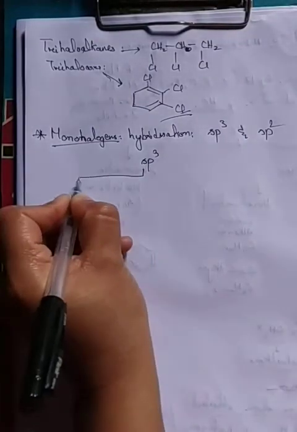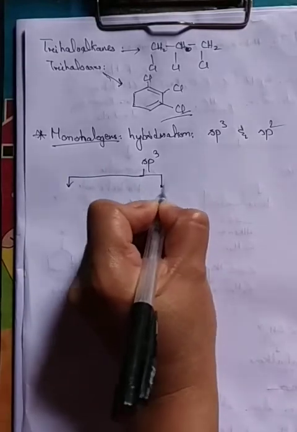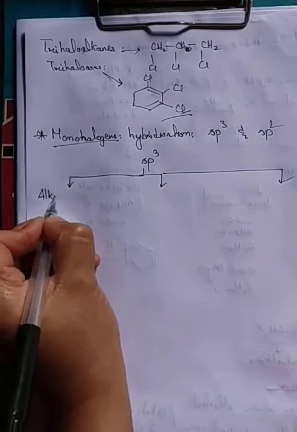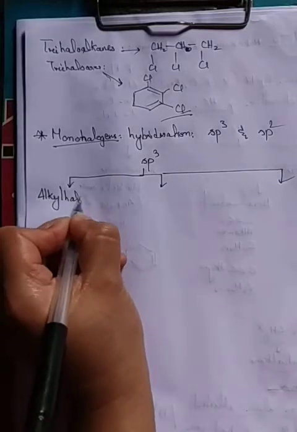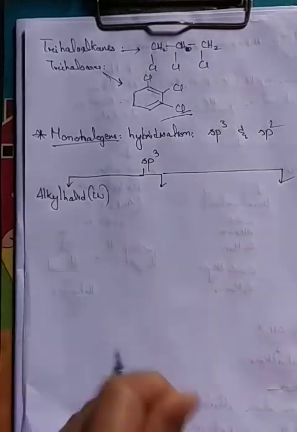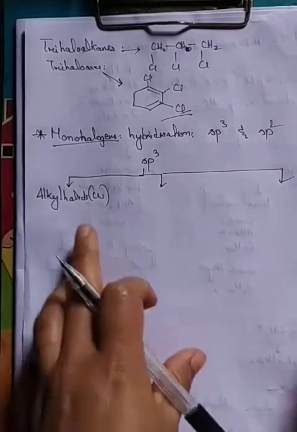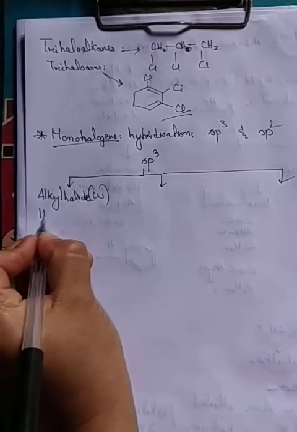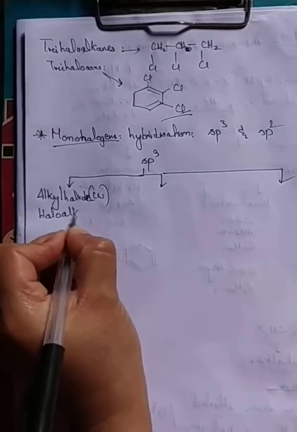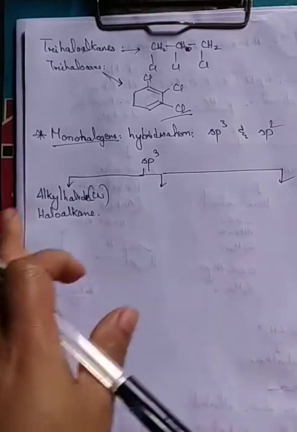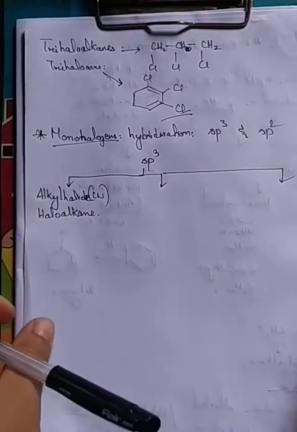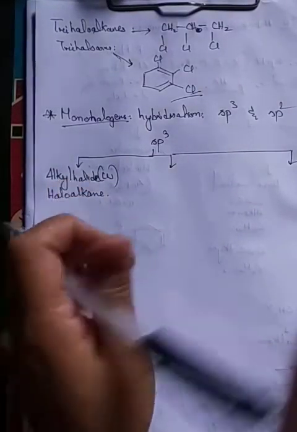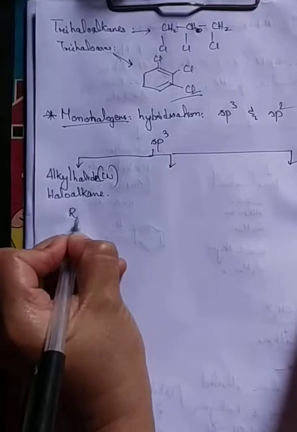Now this is classified into 3 types, 1, 2, and 3. The first one is known as alkyl halide. This is the common name given to the monohalogen compound, alkyl halide. Now the IUPAC name will be haloalkane. We'll be doing the nomenclature also, so for now let's just focus on the classification. So this is known as haloalkane, or commonly it is known as alkyl halide. For example, that is RX.